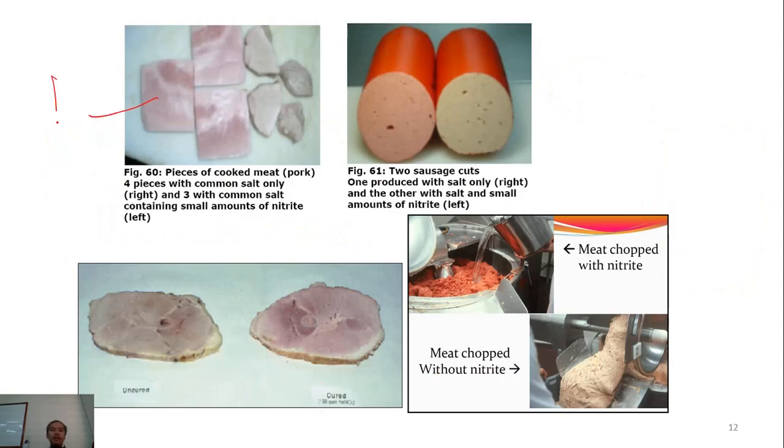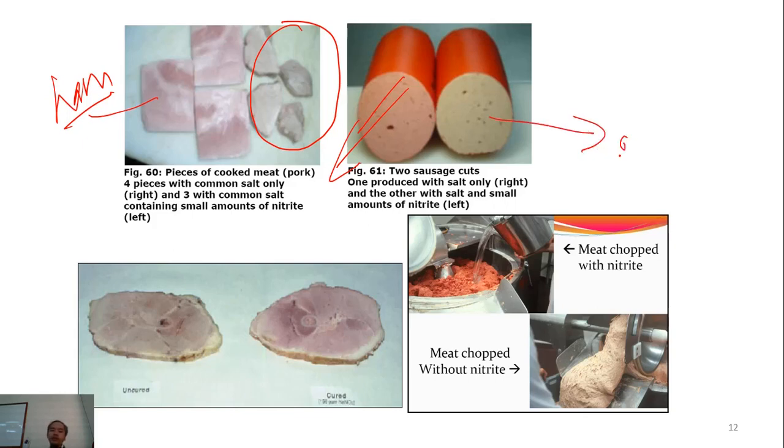Here is the ham. This ham is with the use of nitrite. This ham is without nitrite. Sausage, this sausage is with the use of nitrite. This sausage, no nitrite. Here is the uncured meat. It's the cube with nitrite, pink color.